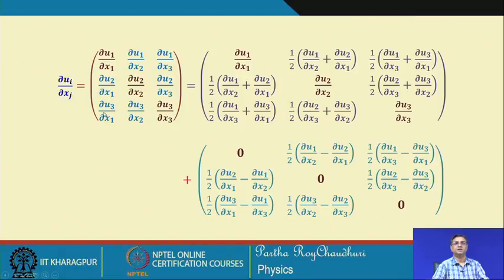So, this is the deformation tensor, which can be written in the form of 2 matrices. I retain the diagonal elements as they are, but it can also be written in this form, half of del u 1 del x 1 plus del u 1 del x 2 again.